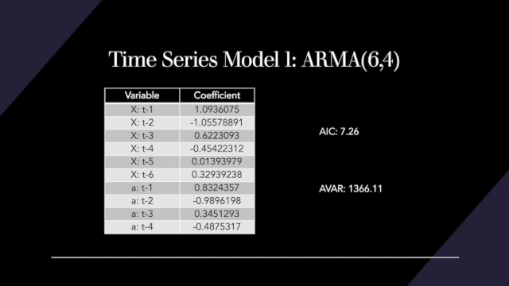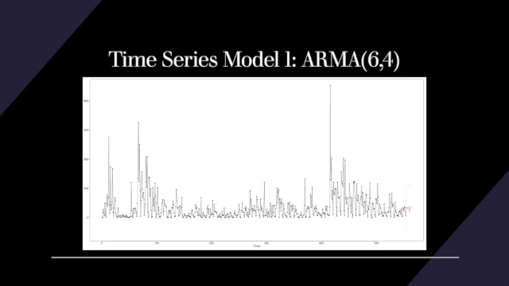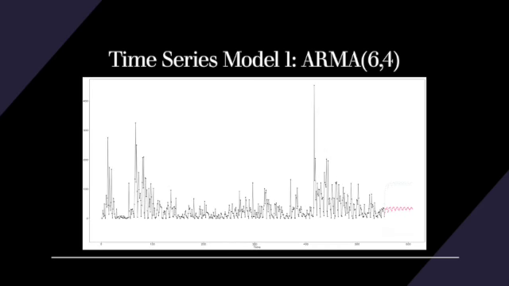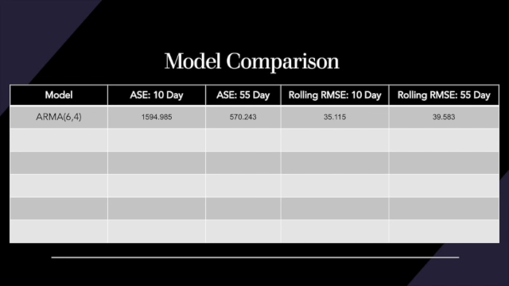Using these findings, we created our initial model of an ARMA 6,4, which predicts daily sales based on the last 6 days of sales data, as well as the last 4 days of white noise. This model has an AIC of 7.26 and a white noise variability component of 1,366.11. Taking a look at our model predictions, we see here a 10-day prediction and a 55-day prediction, which begins to regress to the mean as predicted. And here we can see our model performance metrics, which will be useful when we fill out this table with the other models to come.